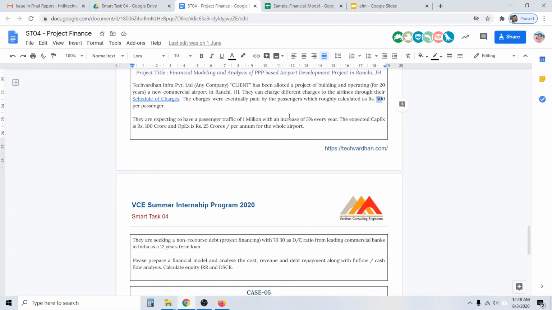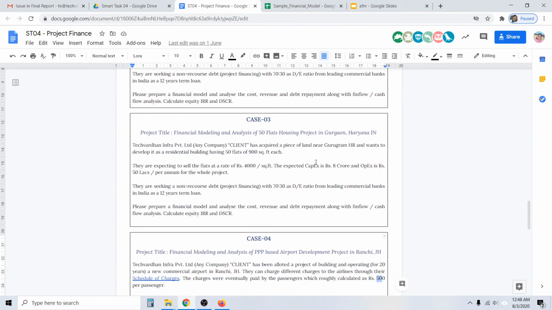So let's talk about this case, financial modeling analysis of 50 flats. Now everybody knows that people are building flats, building the buildings to sell the flats, not to rent, right? So when they want to sell the flats, what exactly are they looking at? They are looking at selling the flat at a square feet rate, right? It's 4,000 per square foot, 3,750, 3,500, something like that. 900 square foot means the per flat rate is about 36 lakh rupees.